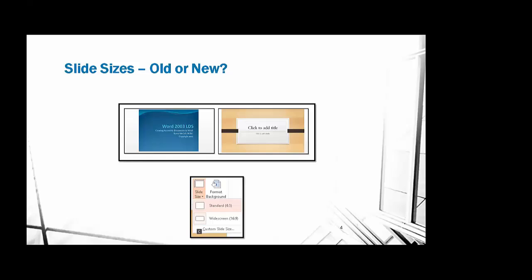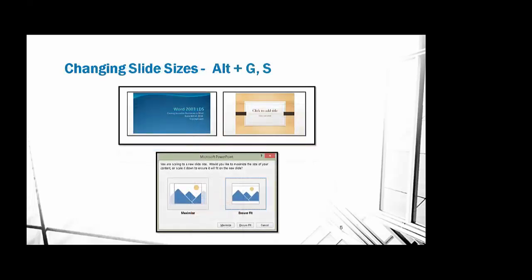This slide has an image at the top that has the old standard size on the left and the new widescreen slide on the right, and then at the bottom it has the area of the Design ribbon where you can actually change the size. To demonstrate this, I've taken the old version and converted it to the widescreen, and I've taken the new widescreen and converted it to the old version.